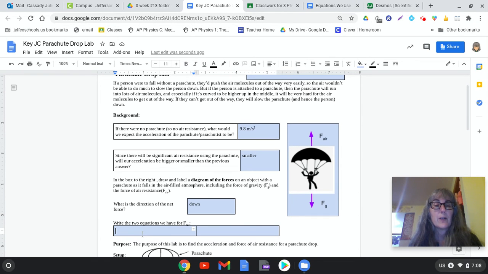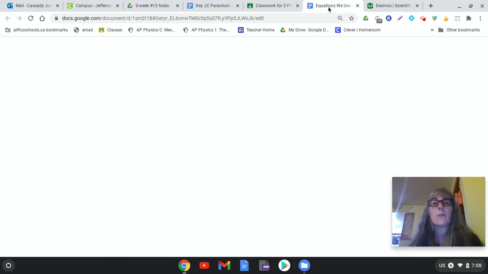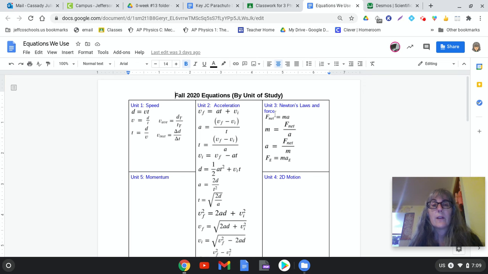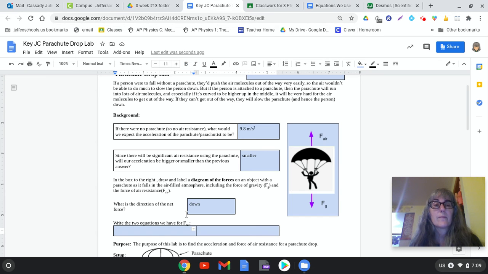There are two equations for net force. We can find one of them on our equation sheet. Net force is equal to ma. And our other equation is based on Fg and F air, because we know that those two forces pointing in opposite directions will have a net force where we take the bigger force minus the smaller one.